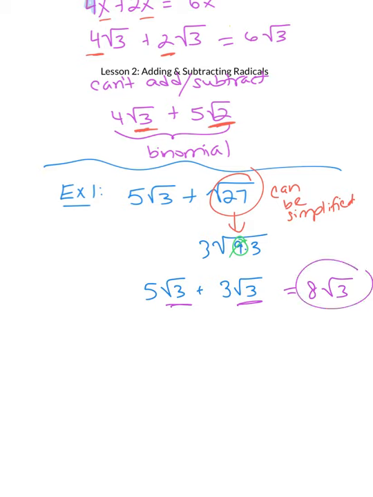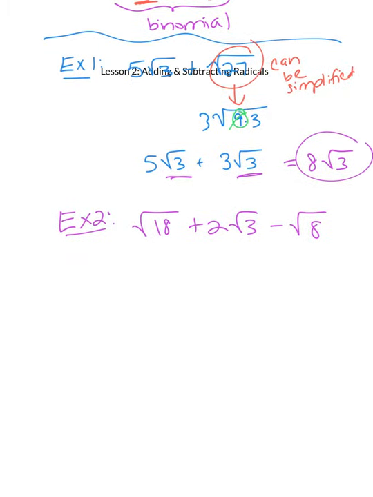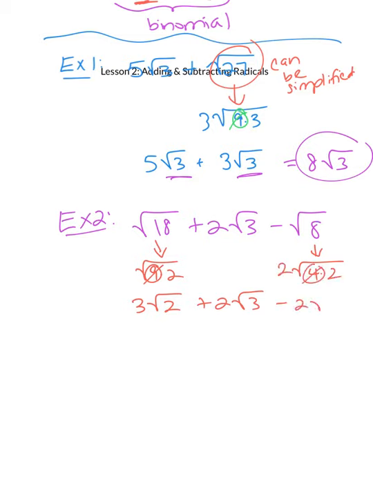Okay, and then another example we'll do is the square root of 18 plus 2 radical 3 minus the square root of 8. So I'm going to try to simplify all my radicals as much as I can. The square root of 18 is really the square root of 9 times 2. I'm going to take out the square root of 9, which is 3, so that's 3 radical 2. I'm going to bring down the 2 radical 3. That can't be simplified. But the square root of 8 can be simplified because 4 goes into it. So 4 times 2, square root of 4 is 2. That's really minus 2 radical 2.